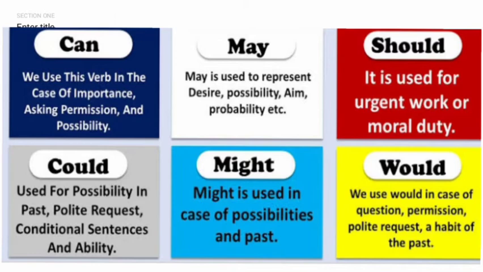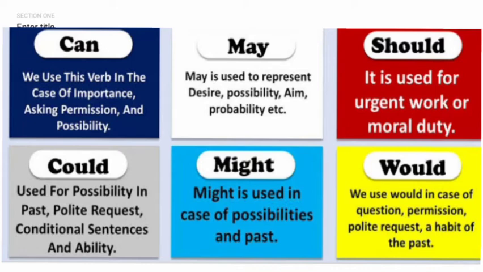Could is used for possibility in the past, polite requests, conditional sentences, and ability. So these are the conditions where we will use could: for past actions, for polite requests, and for conditional sentences, as we have already discussed the zero conditional, first conditional and second conditional. Like that, when we have some kind of condition, then we will use could.